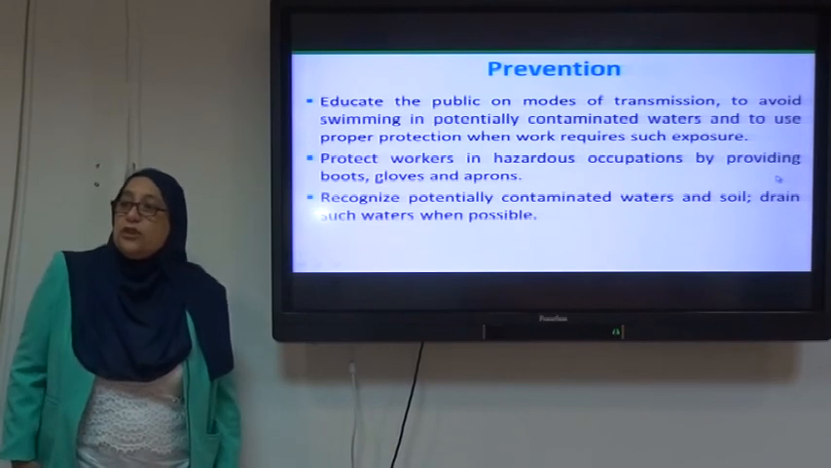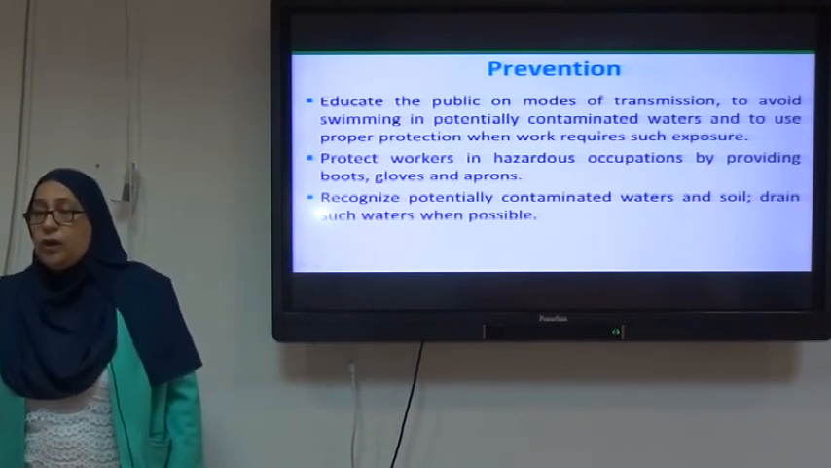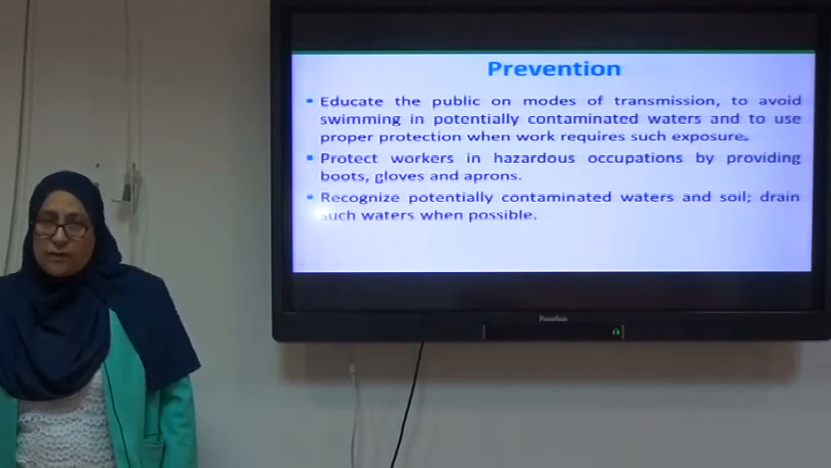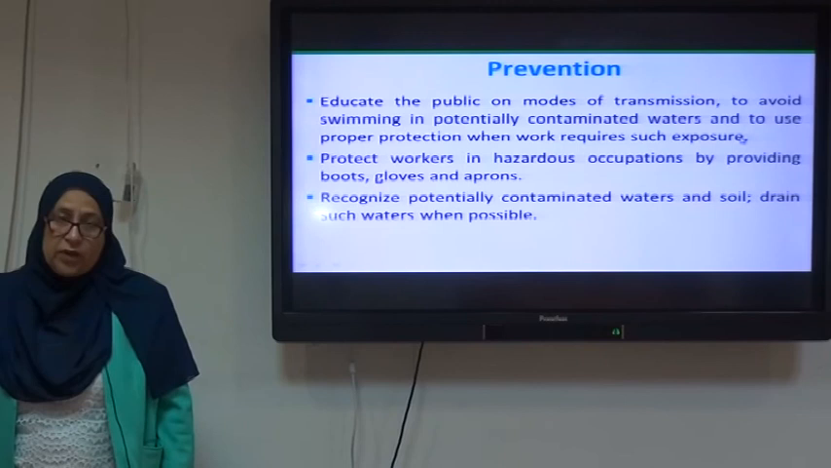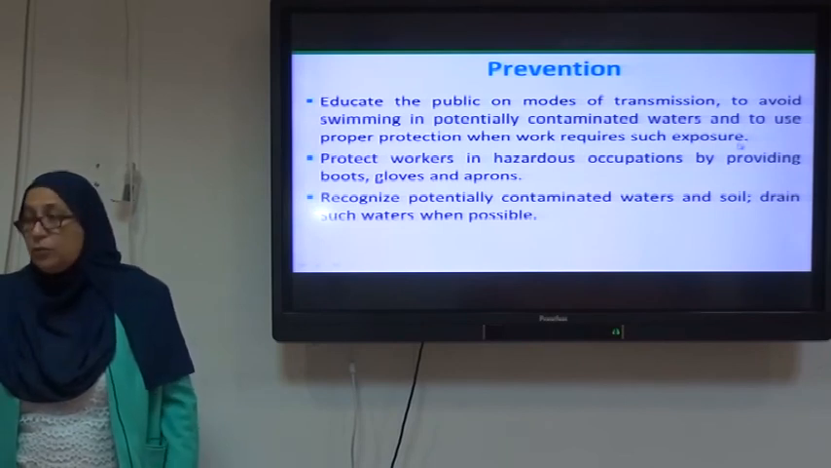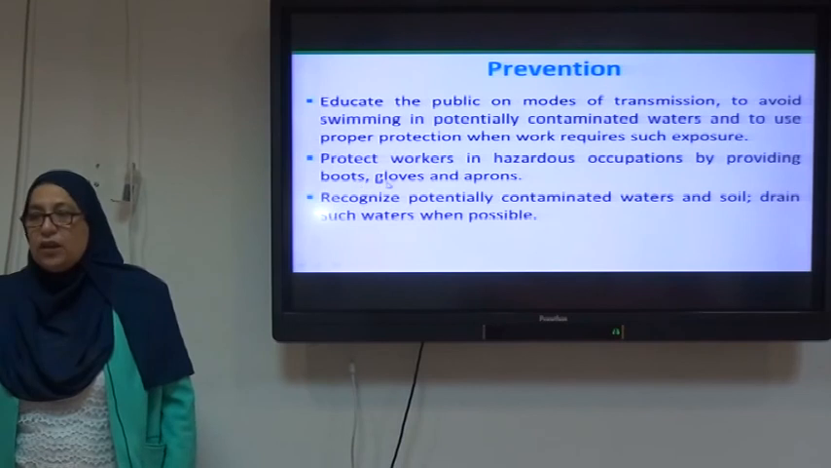Prevention: educate the public on the mode of transmission, to avoid swimming in potentially contaminated water, and to use proper protection when work requires such exposure. That means people who work in sewage and lakes, and farmers, should wear boots, for example. Protect workers in hazardous occupations by providing boots, gloves and aprons.